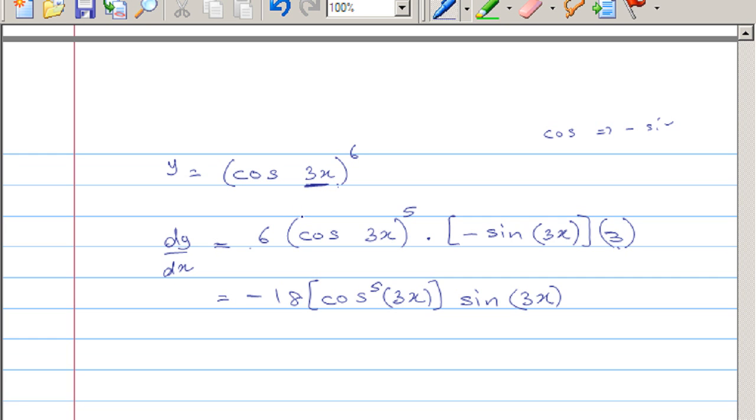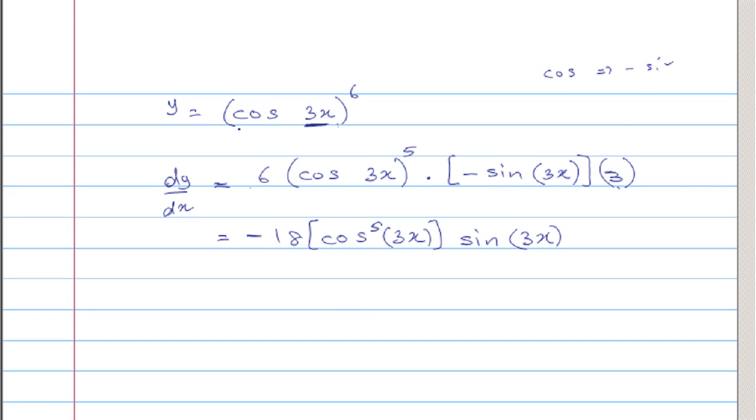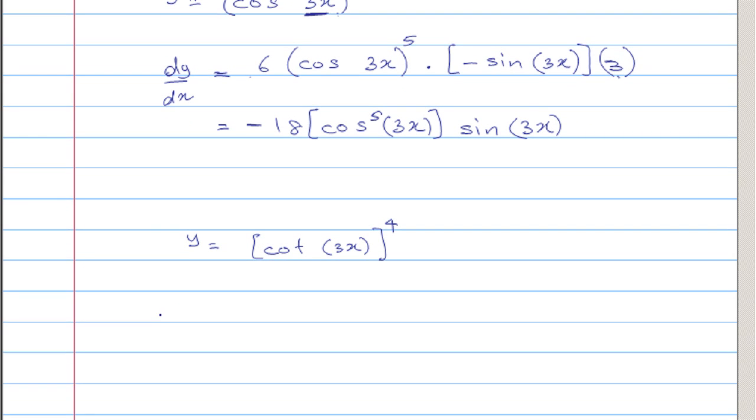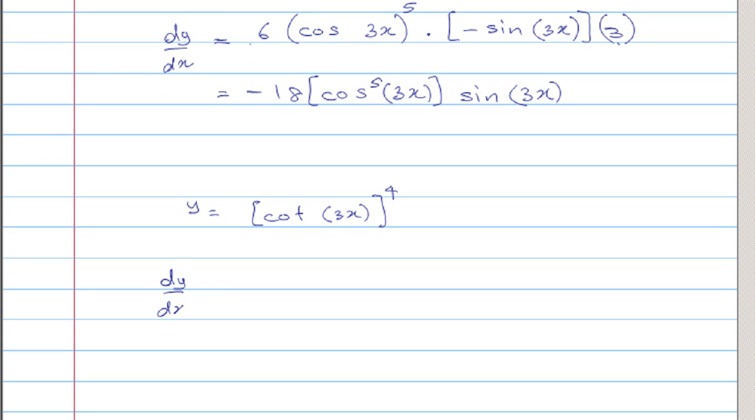And once again, if you want to do a detailed working, just choose cos 3x to be equal to t, choose t equals cos 3x, and then you can do the t substitution and substitute into the chain rule. And I think we'll do one with the cot function as well. Let's say we have y equals cot of 3x to the power, let's say 4. Okay, so what's dy over dx in this case?